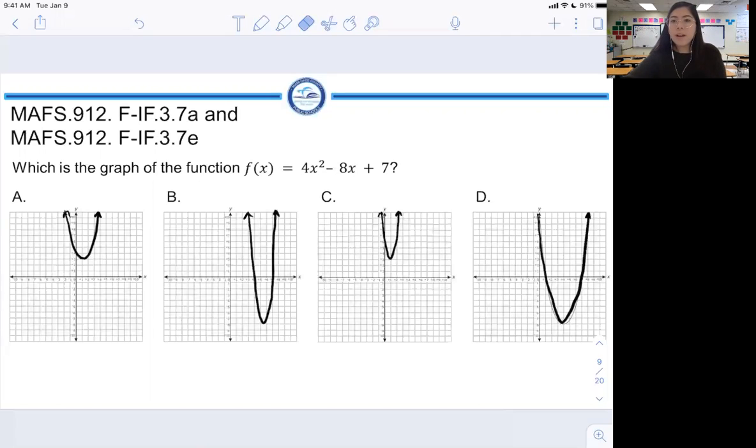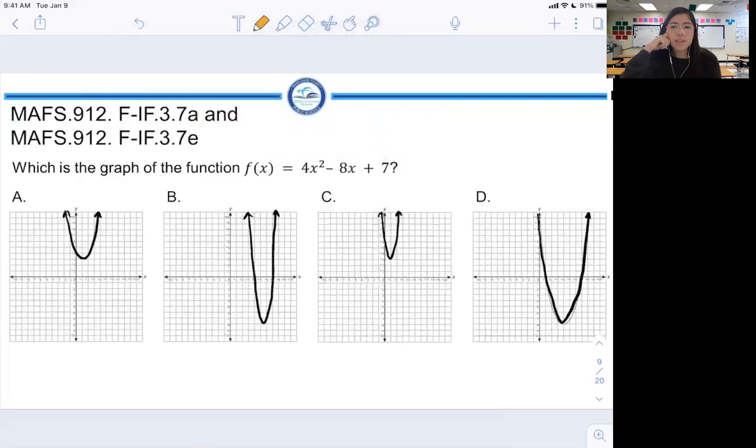But I'm seeing a couple of things in the chat. Jalen says to use the vertex formula. That might be a good strategy if we need to figure out the vertex. And what else can I possibly use to help me find the right answer? There are different strategies, but you always want to think what's going to be the easiest thing I can use to eliminate answer choices.